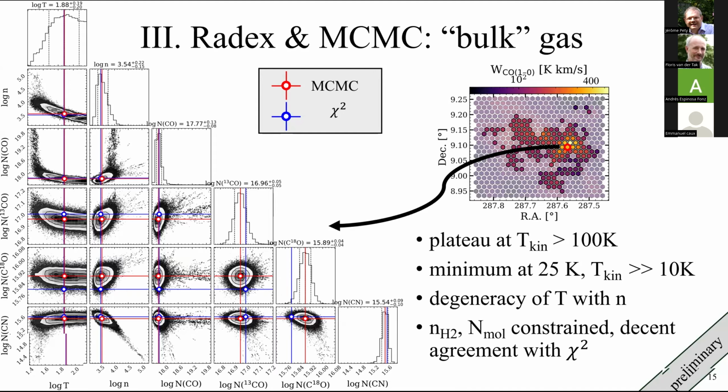We also see degeneracy, especially between the volume density and the temperature, as can be seen here. But overall, especially for our column densities, we find again fair agreement of our MCMC fits with the chi-squared results.